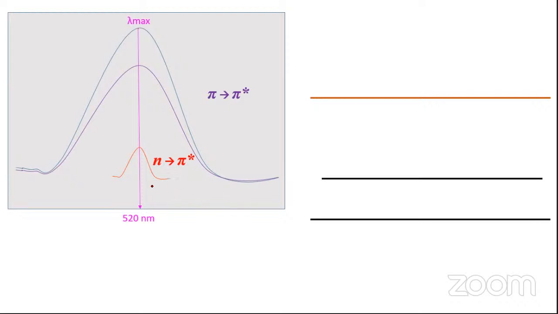Now we need to consider all of these factors. One, we need to consider the character of the pi electrons compared to the character of the non-bonding electrons. We also need to know that the N to pi star transition is going to give you a small peak compared to the pi to pi star transition. But the major challenge is to segregate these two transitions. And how will you do it? Okay, I'm giving you the answer now.